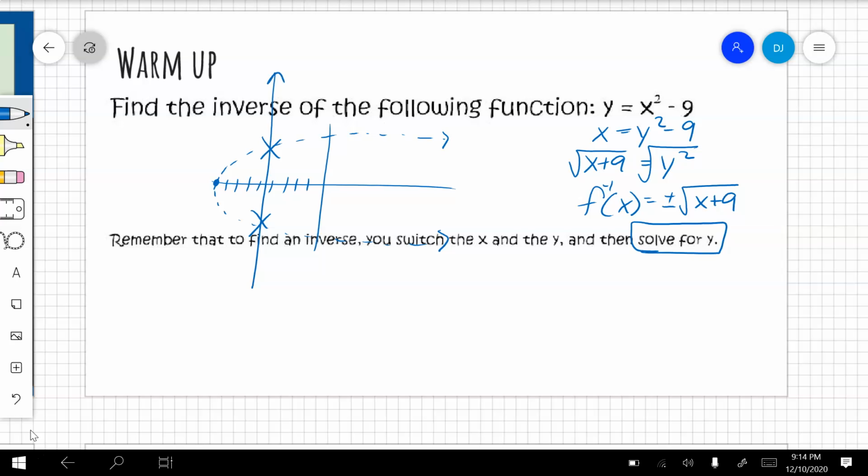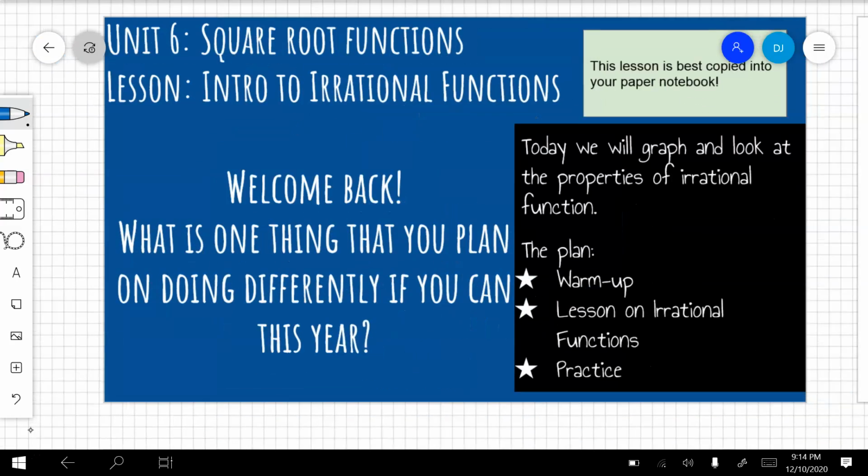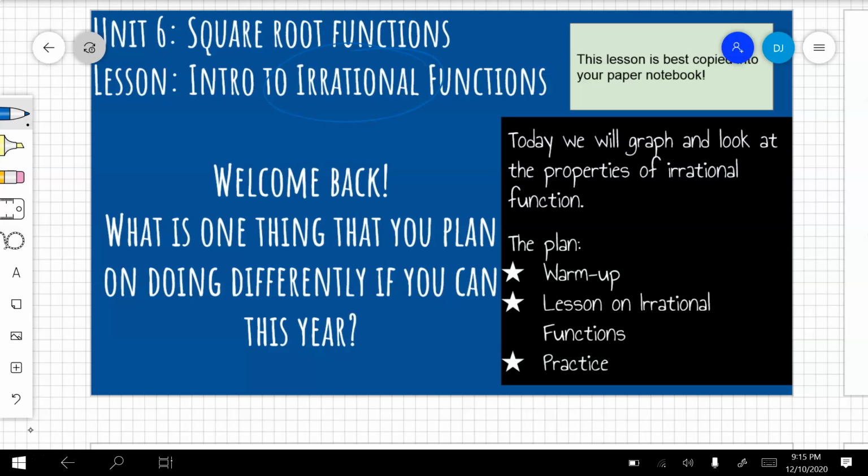So what we're going to focus on is just one side, usually one side of our square root. So in this unit, you may see that we are only going to work on plus square root of x plus 9, and just the positive side. Otherwise, if we look at the negative and the positive at the same time, it would end up being irrational, and that's why this lesson is talking about irrational functions.